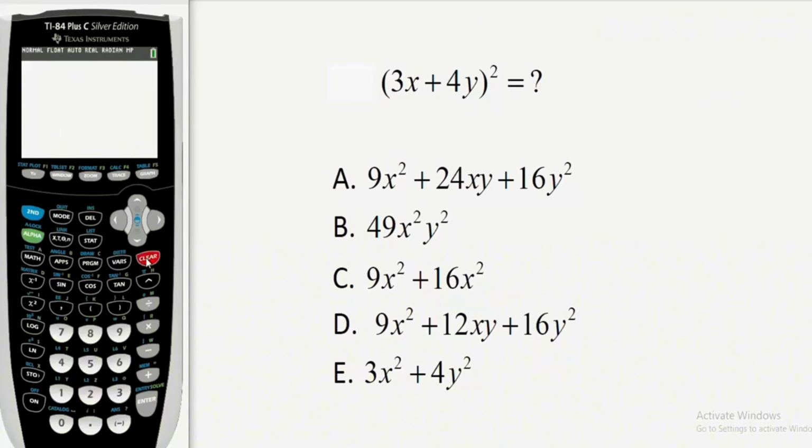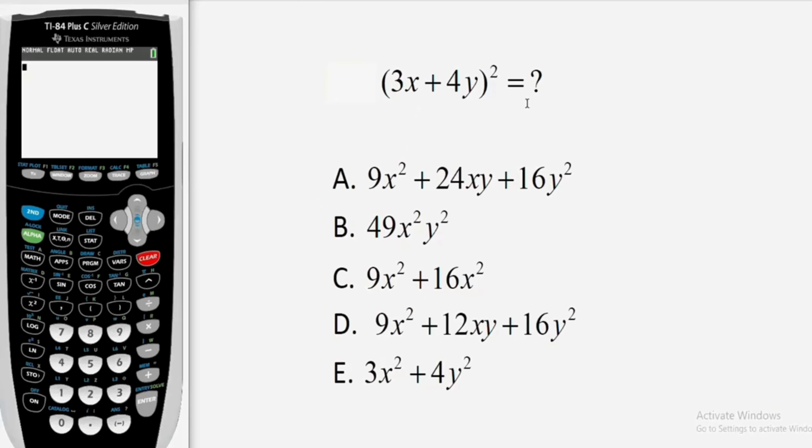Okay, now the question we have is in brackets 3x plus 4y, bracket close, to the power 2. So we are asked to simplify this algebraic expression. Alright, so guys, in this question we have two variables or unknowns, x and y. Now we're going to store the values of x and y on the calculator as 2. You are free to use other values aside from 2, but I highly recommend 2, guys.